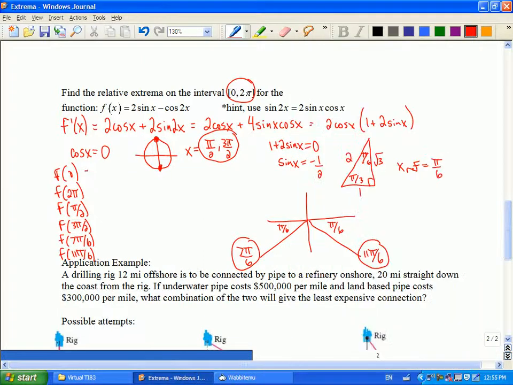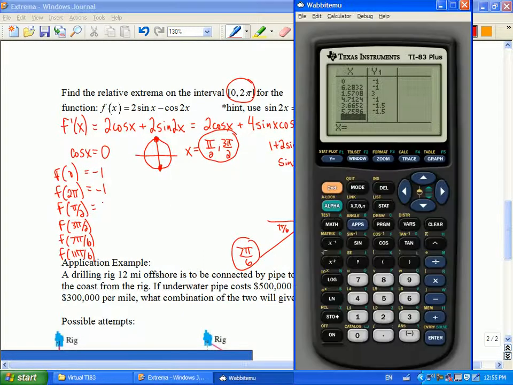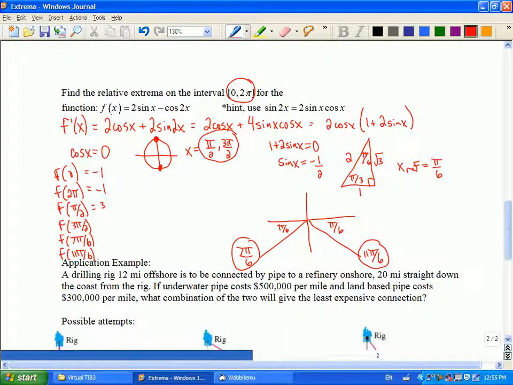I get -1, -1, 3, -1, -1.5, and -1.5. So from the information I've been working on, that right there is the maximum. And these two here either could be the minimum. It's nice when you have 2 choices.